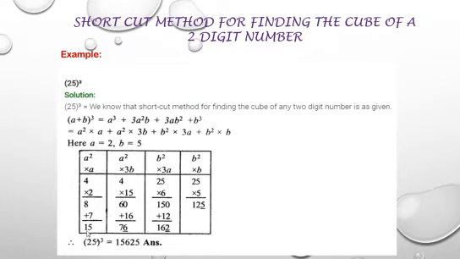Now from here, left hand side, we will write down the answer. So 25 cube is 15625. These three underlined numbers we will write, and from this column both the numbers we will write. So the cube of 25 is 15625. Hope you understand this method.